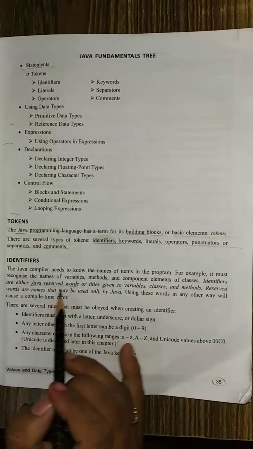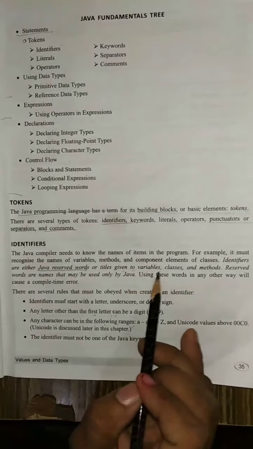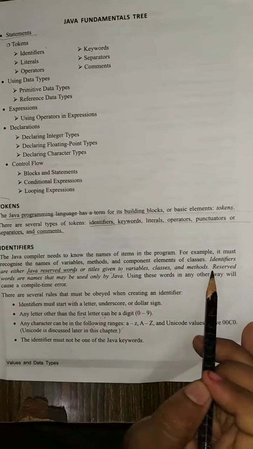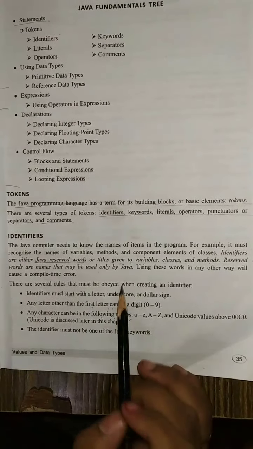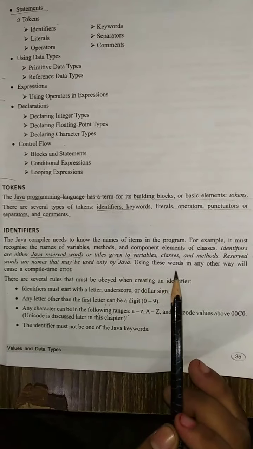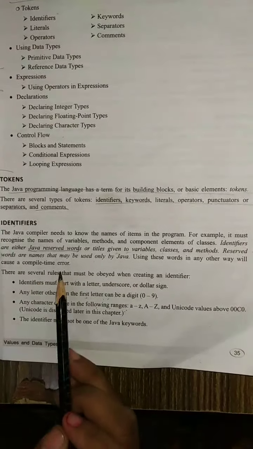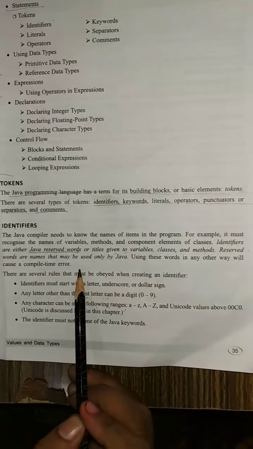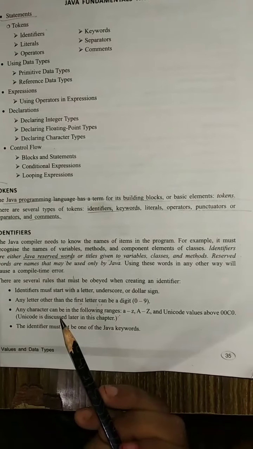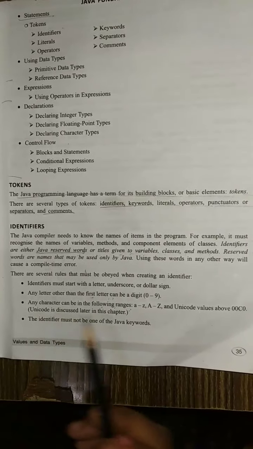Identifiers are either Java reserved words or titles given to variables, classes, and methods. Reserved words are names that may be used only by Java. Using these words in any other way will cause a compile time error. There are some rules for using identifiers.